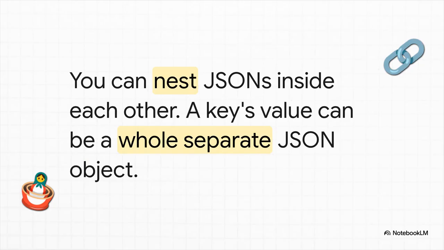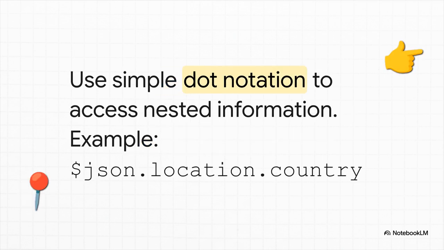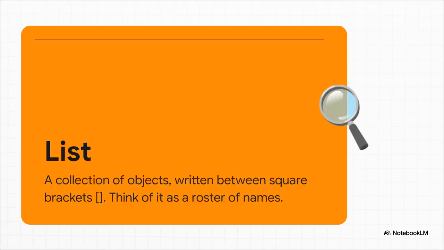Simple as that. And it gets even cooler. A value doesn't just have to be simple text. It can be a whole other JSON object nested inside. So you could have a location key, and its value could be another little JSON with the city and country. It's a fantastic way to keep complicated data nice and tidy. And getting to that nested information, oh, it's a piece of cake. You just use what's called dot notation. You name the outer object, add a dot, name the inner object, add a dot, and grab the data you need. Super straightforward.